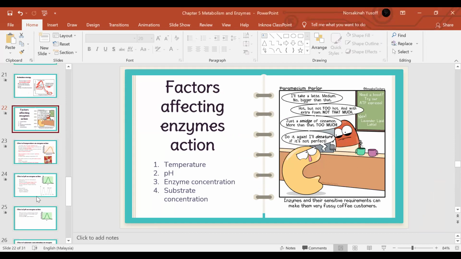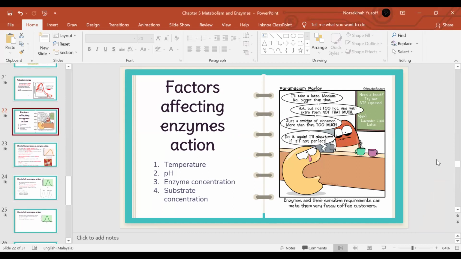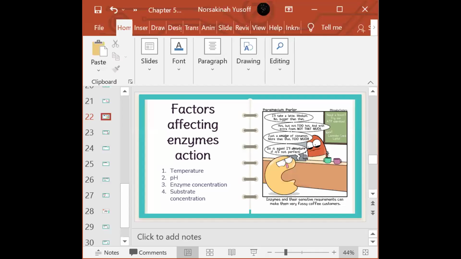I think this one is very straightforward, very quick. How do I enlarge this thing?